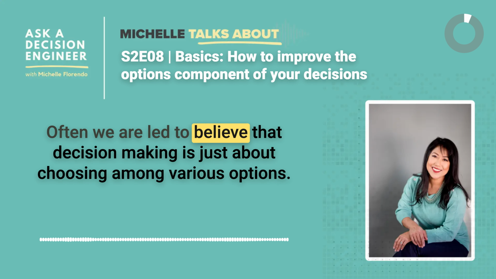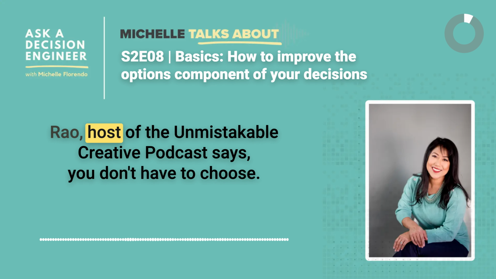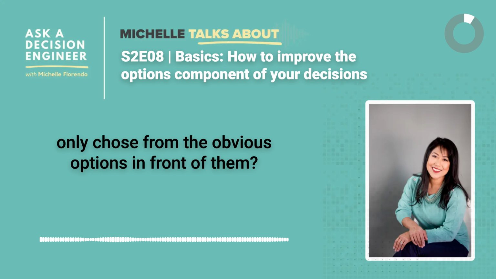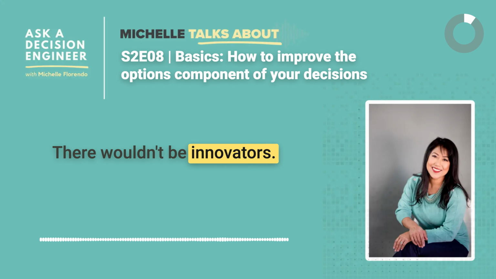Often, we are led to believe that decision making is just about choosing among various options. But really, digging deep into options is important because, as one of my mentors, Srinivas Rao, host of the Unmistakable Creative podcast, says, you don't have to choose from the options in front of you. Think about it. What would the world look like if people only chose from the obvious options in front of them? There wouldn't be creatives. There wouldn't be innovators. There wouldn't be entrepreneurs.